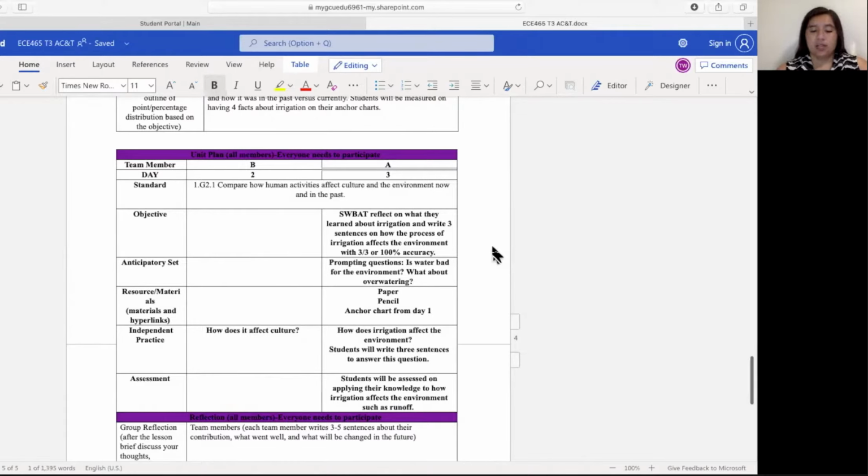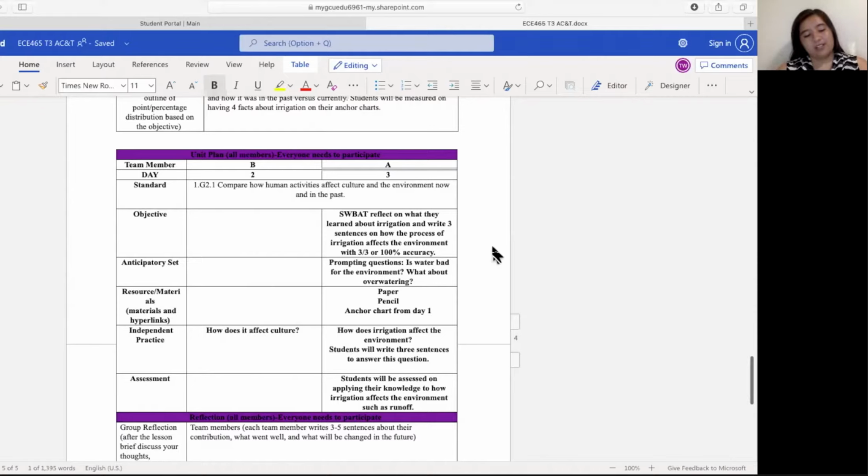Some of the prompting questions will include: is water bad for the environment? What about overwatering? Some of the materials: paper, pencil, and the anchor chart from day 1 so they can reference back to it. Their independent practice will be: how does irrigation affect the environment? It will be an open write. Students will write 3 sentences to answer this question, and they'll be assessed on applying their knowledge to how irrigation affects the environment, such as runoff.